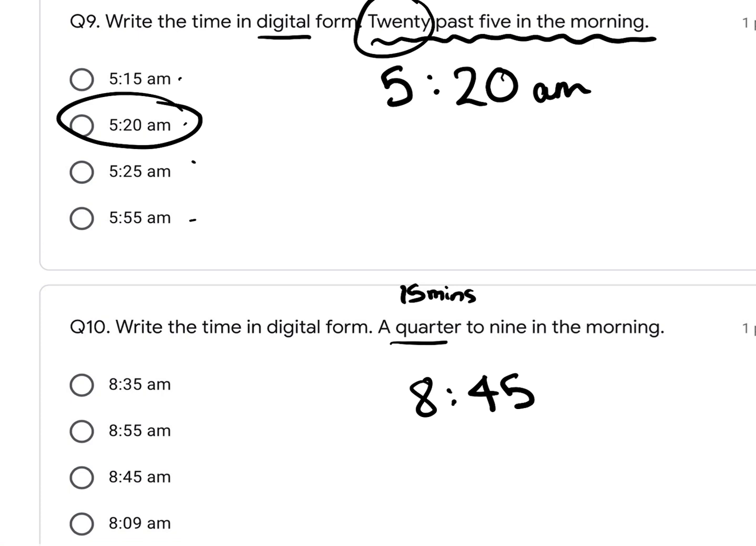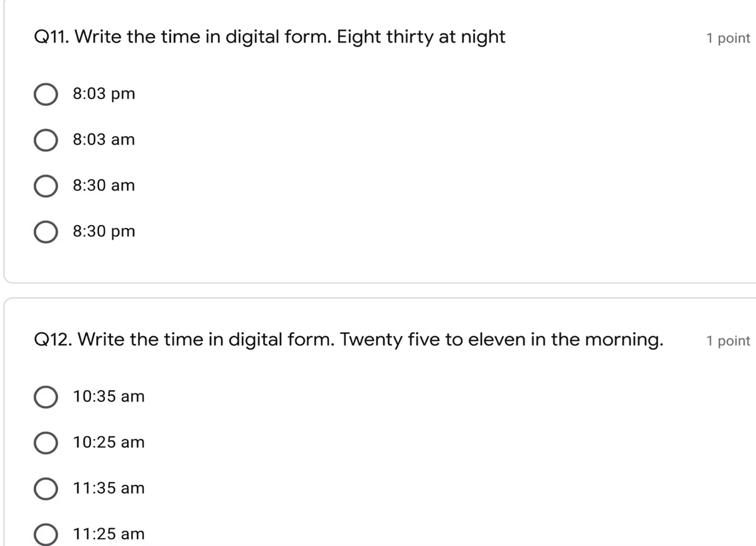Because 45 plus another 15 minutes brings you to the full hour, 60 minutes, which will bring you to 9 o'clock. So 8:45 means that you've got 15 minutes left until 9 o'clock. So it's kind of like saying 9 o'clock minus 15 minutes. You're working backwards on the clock. So 8:45, a quarter to 9 in the morning. So it's AM. So question 11, 8:30 at night, is pretty much written exactly how you say it. 8:30 at night, PM. So it's this one here.